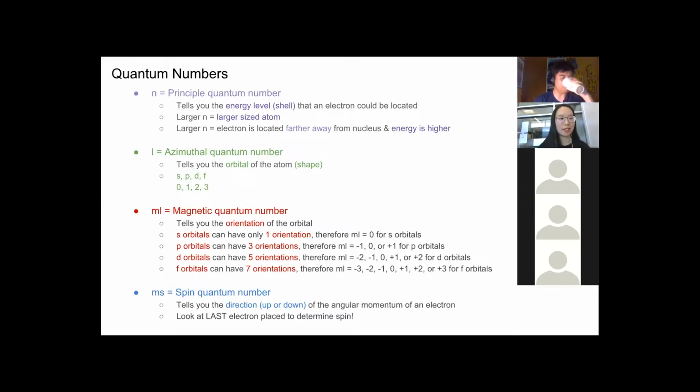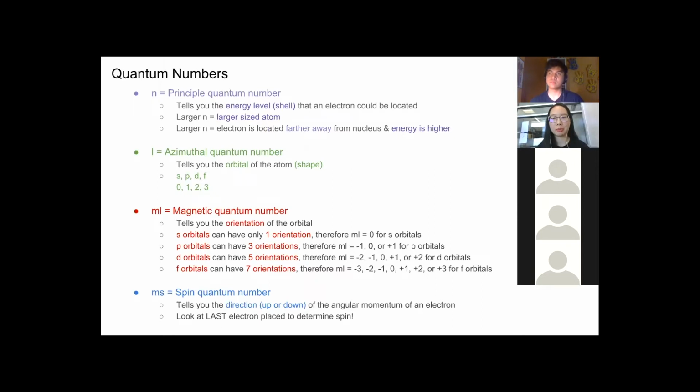So N is called the principal quantum number, and it basically tells you what energy level or shell an electron could potentially be located in. A larger N is equivalent to a larger sized atom, and a larger N also means that the electron is farther away from the nucleus and thus will have higher energy.